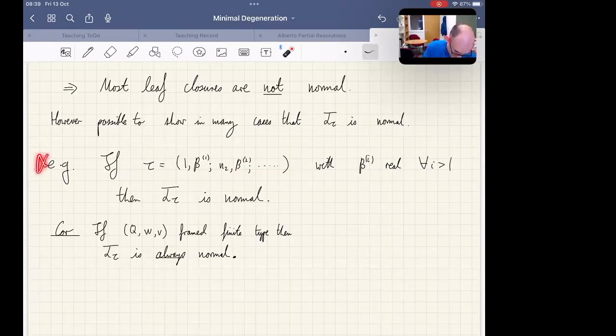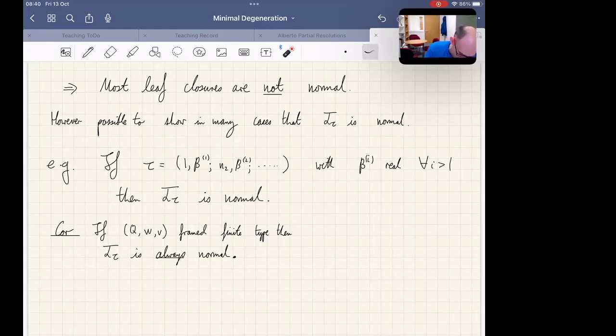And the reason that this is kind of a useful fact is that if I take any finite type quiver, ADE quiver, with the framing, then my representation types will always be of this sort. And in that case, your leaf closure is always normal. And so this tells me that if you have a framed finite type quiver variety, then the leaf closures are always normal varieties. Okay, but as soon as you go to affine type framed, this will fail.